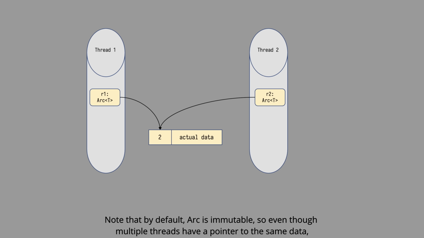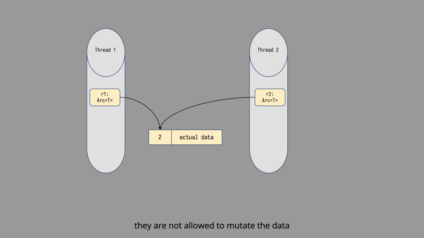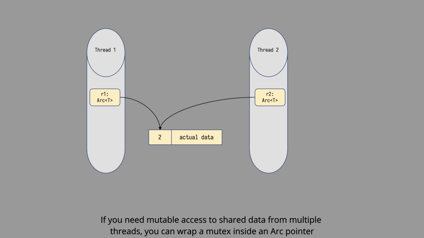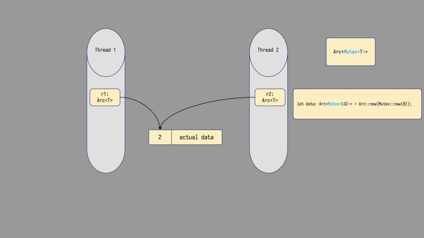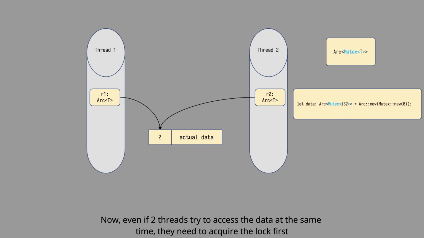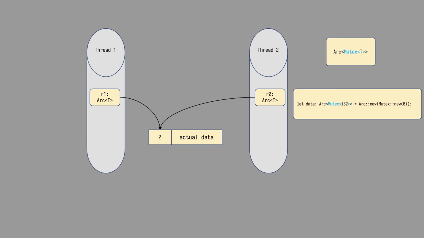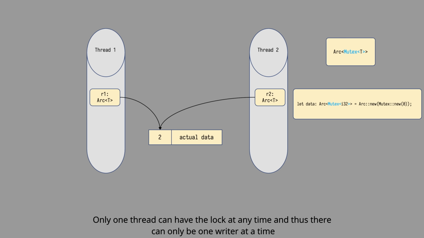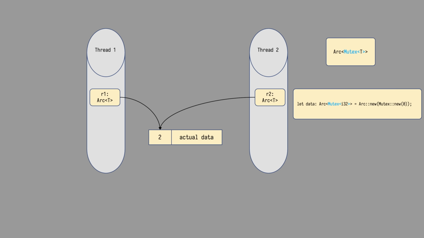Note that by default, Arc is immutable, so even though multiple threads have a pointer to the same data, they are not allowed to mutate the data. If you need mutable access to shared data from multiple threads, you can wrap a Mutex inside an Arc pointer. Now, even if two threads try to access the data at the same time, they need to acquire the lock first. Only one thread can have the lock at any time, and thus there can only be one writer at a time. The mutex guards the data.